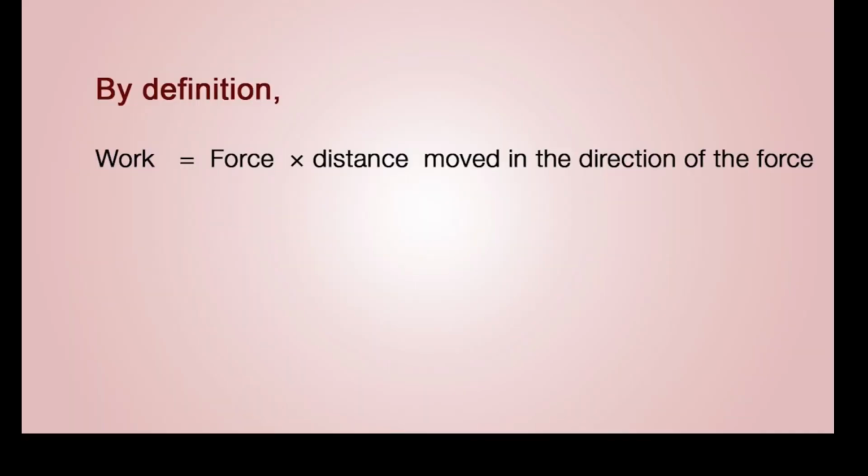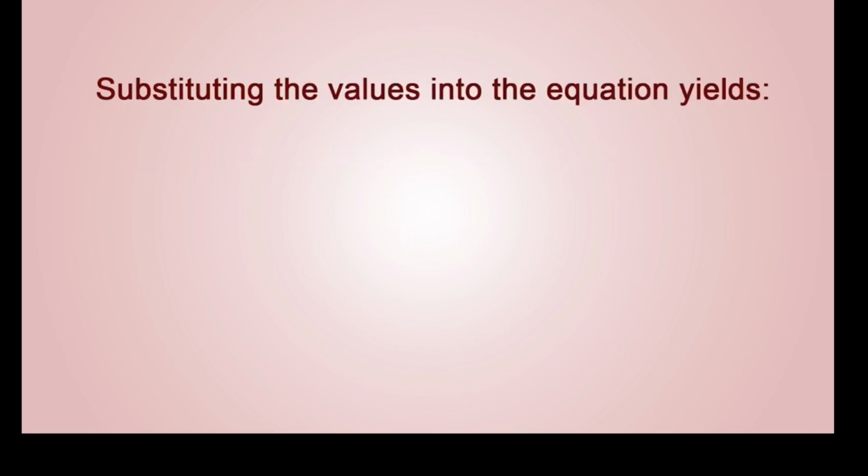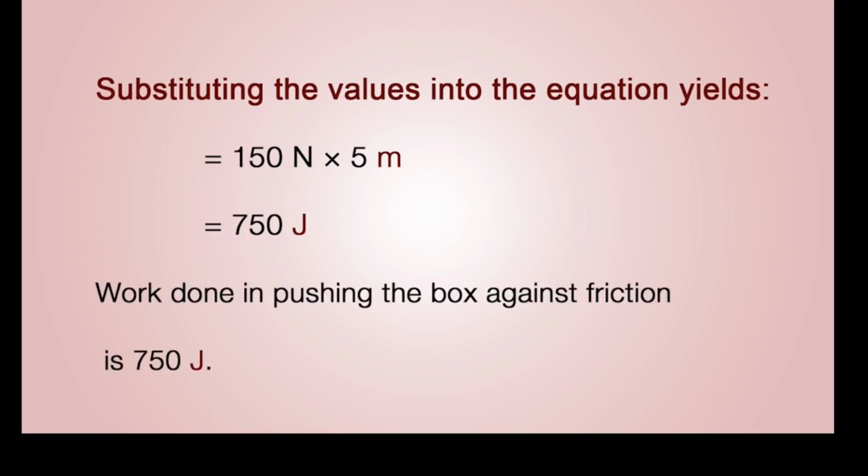Let us now use the appropriate formula to calculate work done. By definition, we know that work done is equal to force times distance moved in the direction of the force. By substituting the figures into the equation, we have 150 newtons multiplied by 5 meters, and this gives us an answer of 750 joules. Therefore, work done in pushing the box against friction is 750 joules.